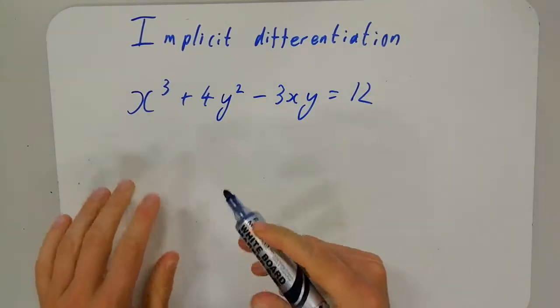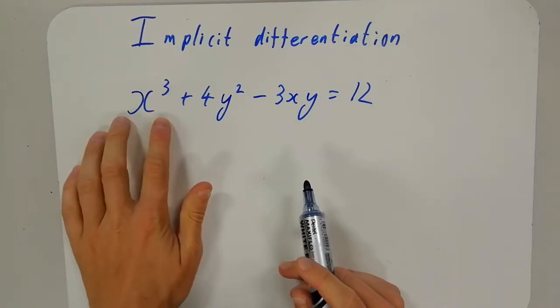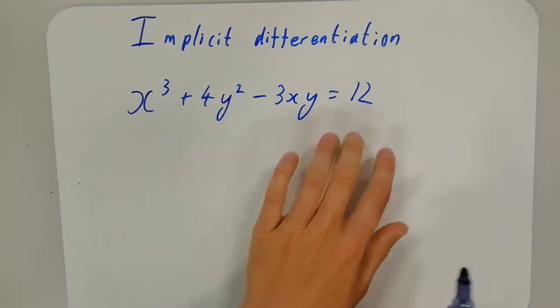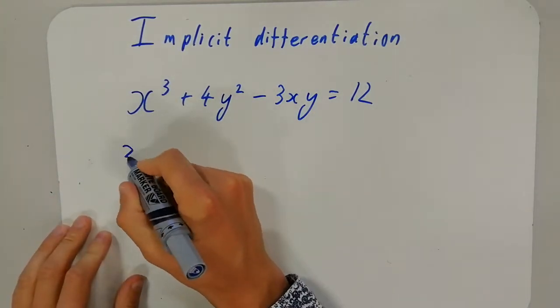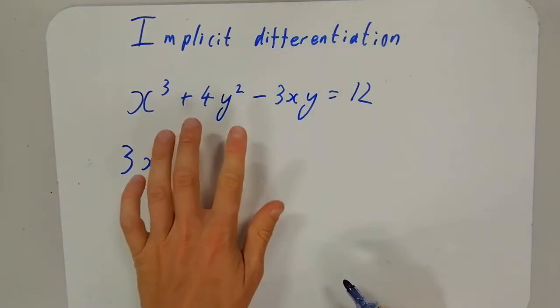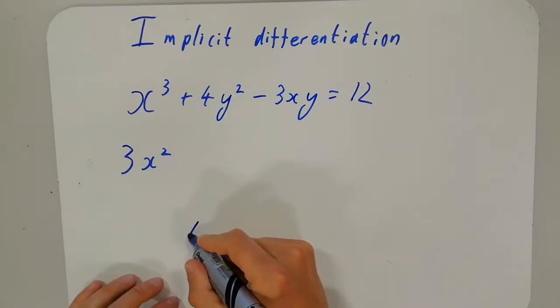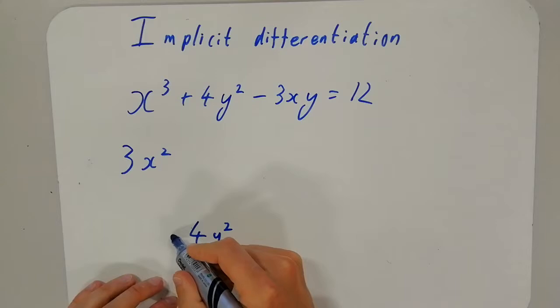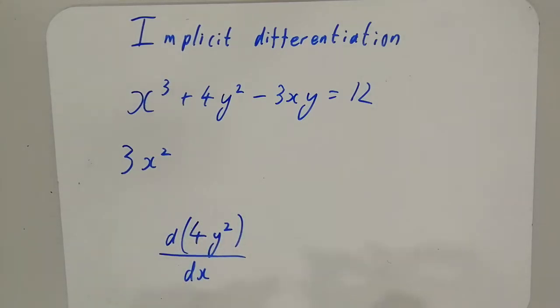So again, we'll differentiate this with respect to x. So again, I'm differentiating each term as I go with respect to x. This term here, x cubed, that's easy to differentiate with respect to x. 3x squared. Now I'll need to think about this term here. How do I differentiate 4y squared with respect to x? I can't do it because y will depend on what the x value is.